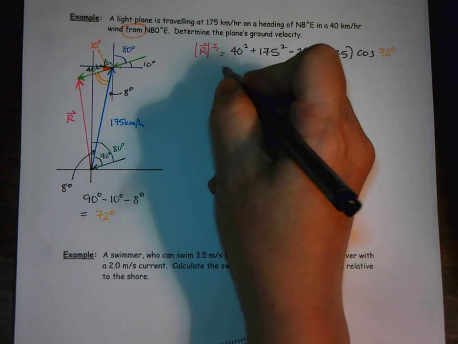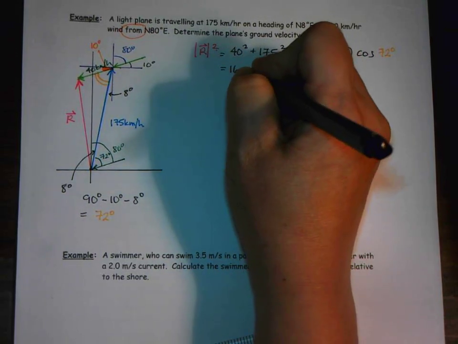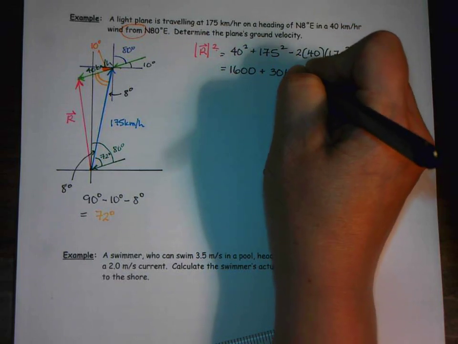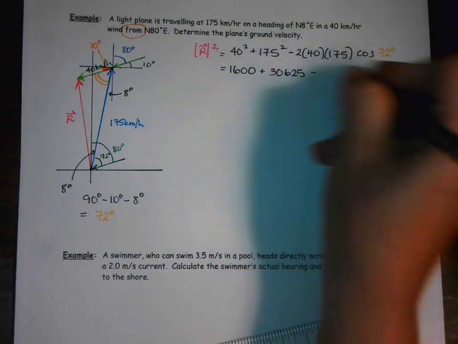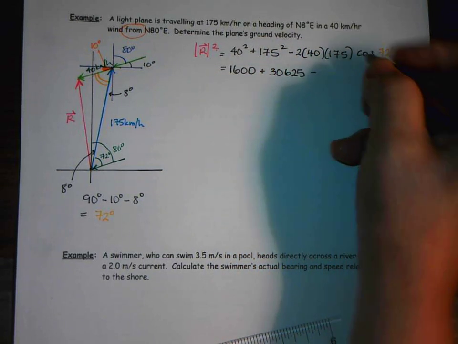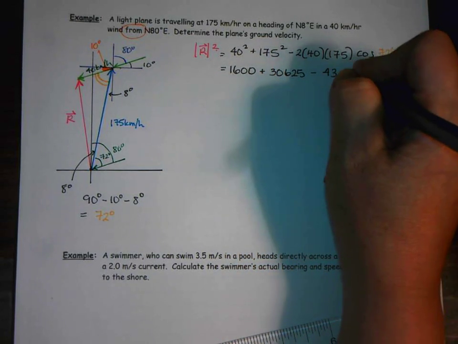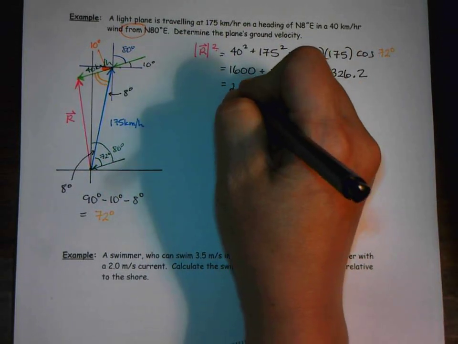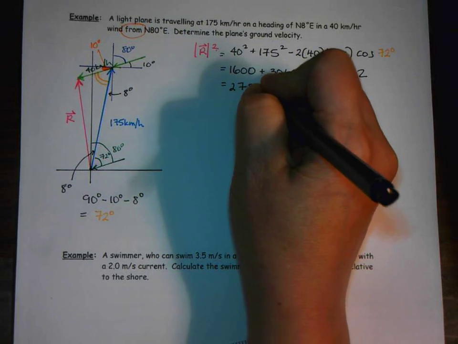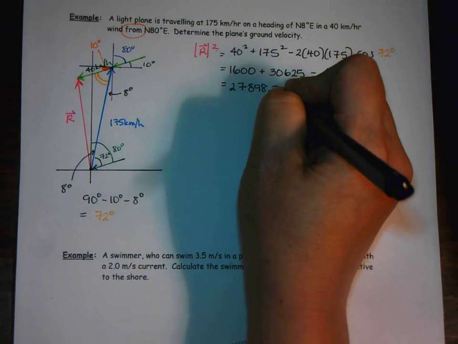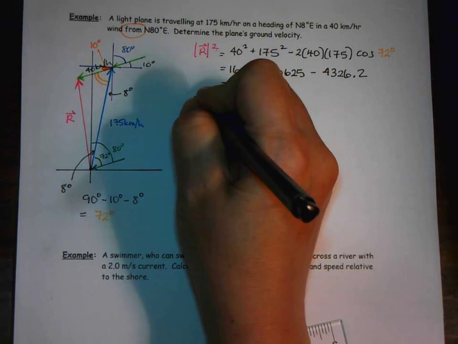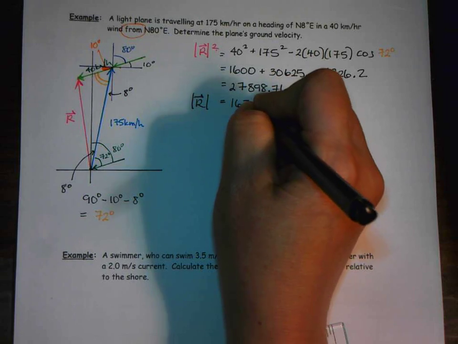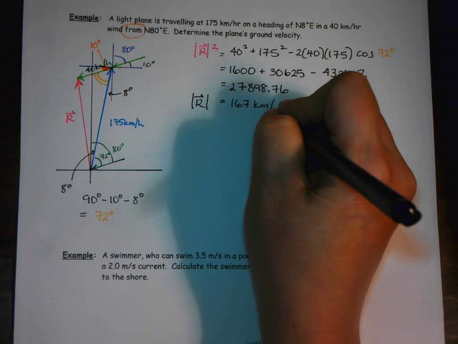Okay, so let's finish this off. 40 squared is 1600 plus 30,625. Take away all of this, starting with cosine of 72 degrees, is 4326.2, and that comes out to be 27,898.76. Then the magnitude of r is equal to 167 kilometers per hour.